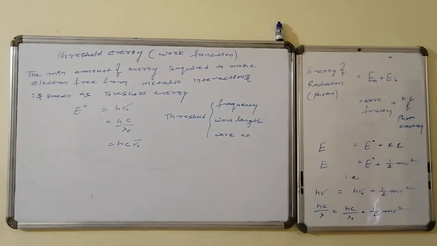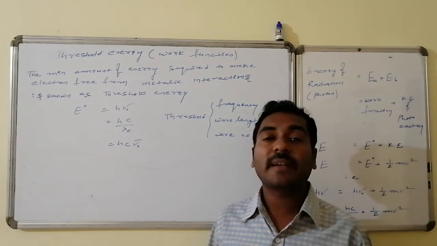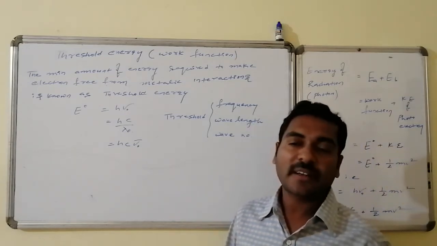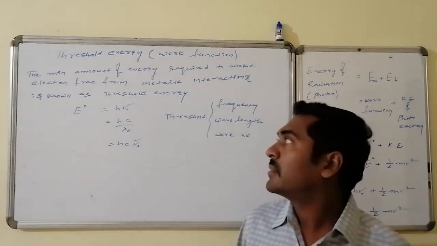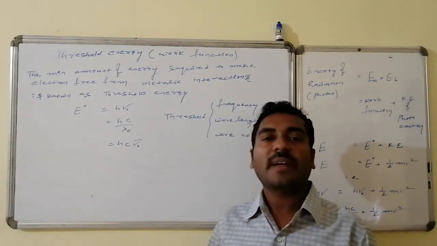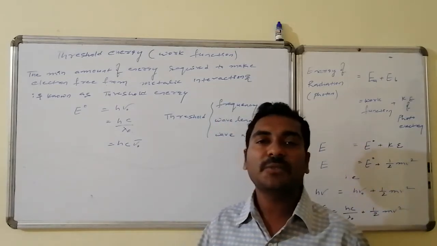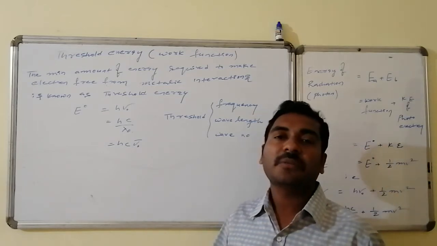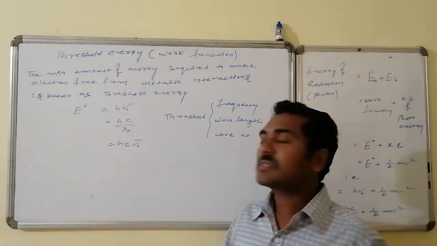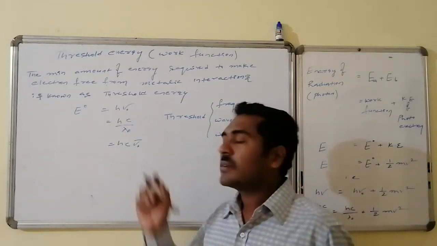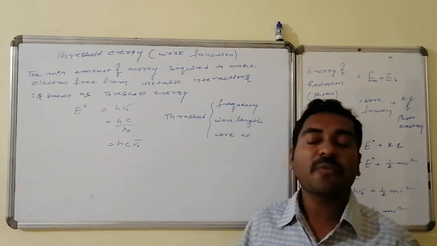Threshold energy or the work function is the minimum amount of energy required to make the electron free from the metallic interactions to make it a photoelectron. The required amount of energy is said to be the threshold energy, which is also known as the work function, that is the minimum amount of energy E0 equals h nu 0, which can also equal hc by lambda 0, or hc into nu bar 0, where nu 0 stands for threshold frequency, lambda 0 stands for threshold wavelength, and nu bar 0 stands for threshold wave number.